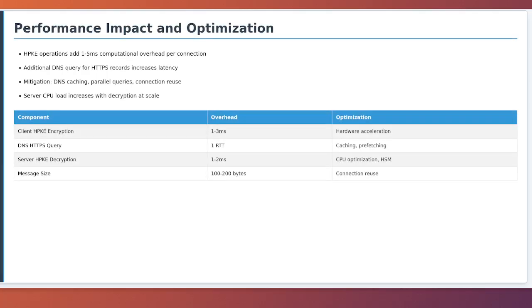Performance impact and optimization. Encrypted ClientHello introduces computational and latency overhead that needs to be carefully managed for acceptable performance.